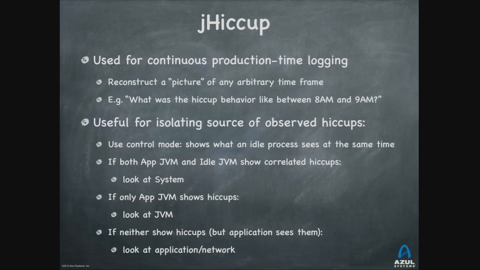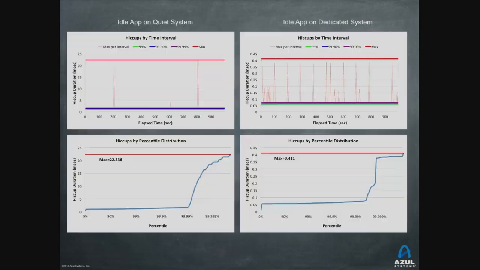If the system is happy and your JVM is glitching, well, it's the JVM's fault. Go look at the garbage collector, or it's some other thing the JVM does to pause. If both of them are happy and you're seeing a glitch, it's not the JVM, it's not the system, it's your code or the network or something else. You don't need to look under the hood there, right? Just that triage is very valuable, especially when you're trying to figure out why some glitch happened when somebody's on the phone complaining about it. In trading, this is an important capability. But let's use some examples.